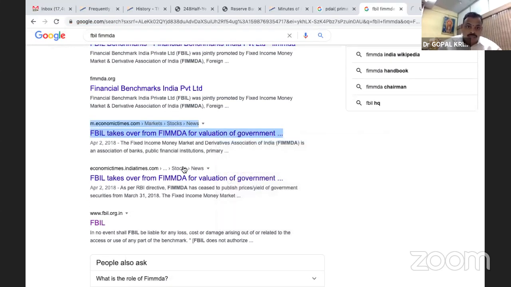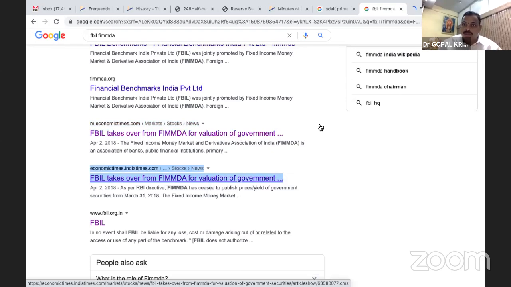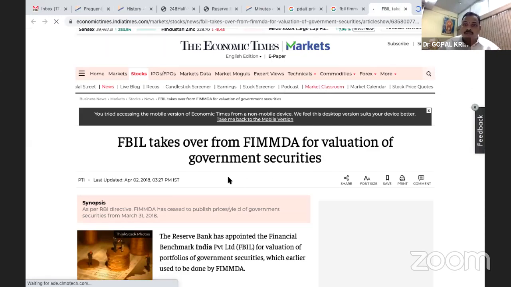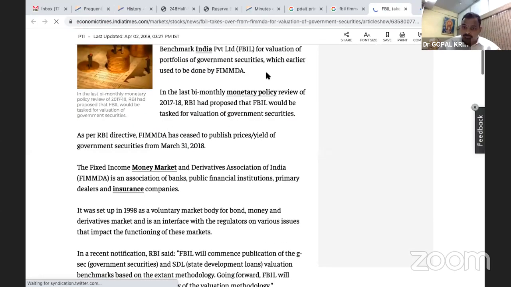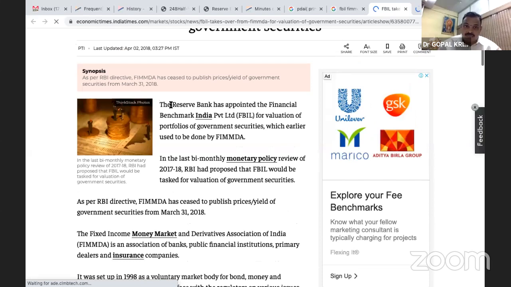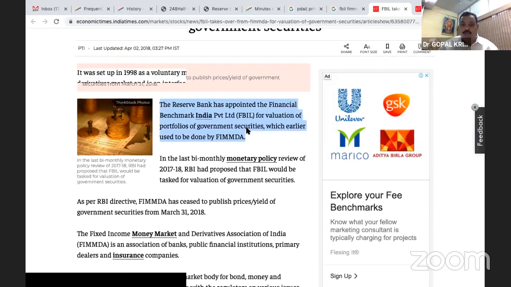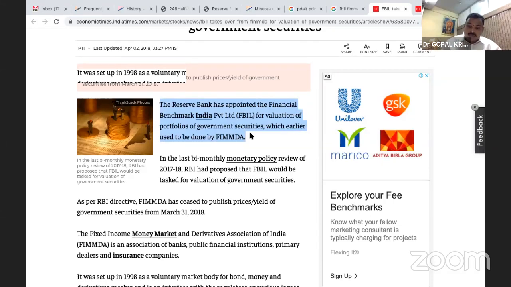And look at this. FBIL takes over from FIMDA for valuation of the government securities. This is a news item. Please read this news item. FBIL takes over from FIMDA for valuation of GSEC. Okay. So FBIL is actually a company promoted by FIMDA. Reserve Bank of India has appointed the Financial Benchmarks India for valuation of portfolio of GSEC, which earlier used to be done by FIMDA. So that is another separate agency. Even though it is a private limited company, it is an agency appointed by Reserve Bank of India, and FBIL is a company promoted by FIMDA only. Okay, the promoter is FIMDA.